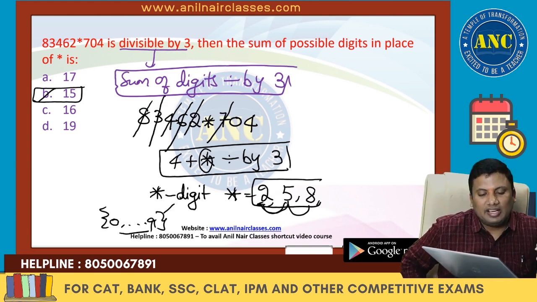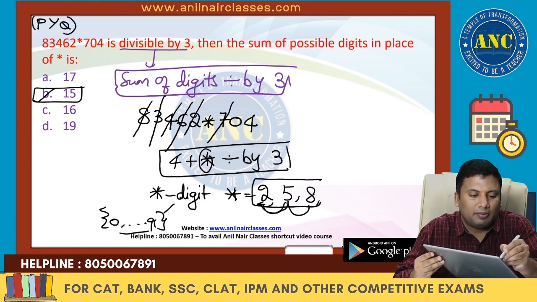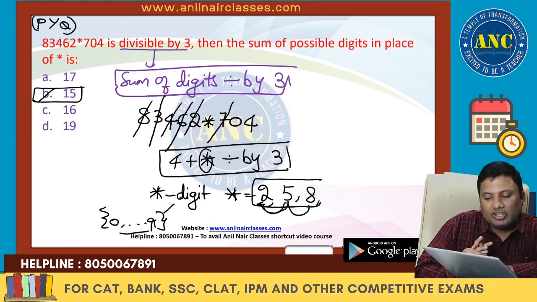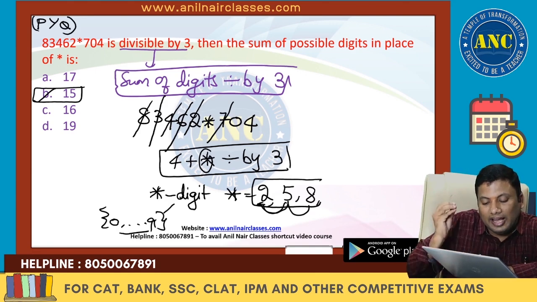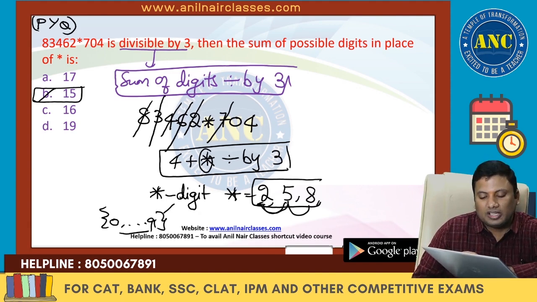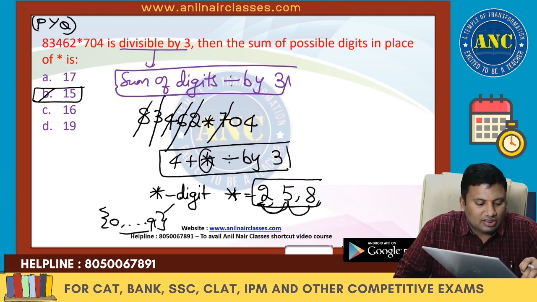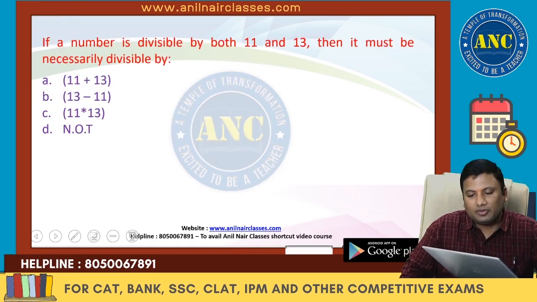Previous year examination question, PYQ. Sum of the digits should be divisible by 3. Eliminate the digits whose sum is divisible by 3. 3 is eliminated. 8 plus 4 is eliminated. 7 plus 2 is eliminated. 6 plus 4... Remaining is 4 plus star. 4 plus star should be divisible by 3. Star can be 2, 5 or 8. Answer is nothing but 15. I hope the first one is clear.